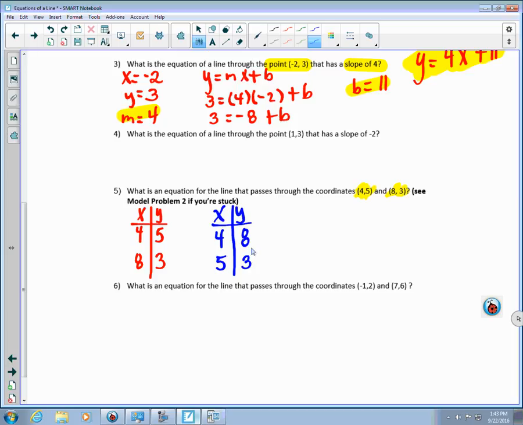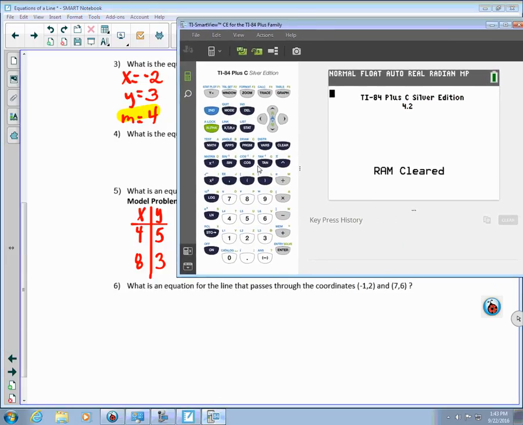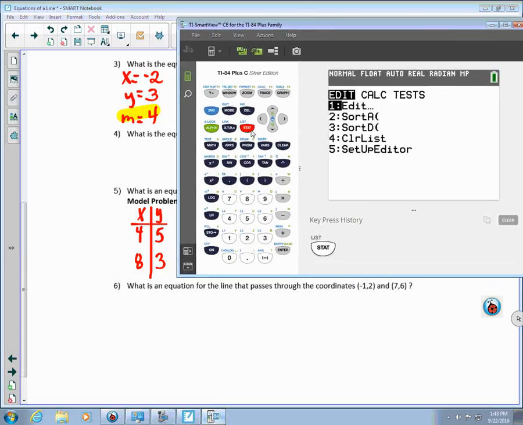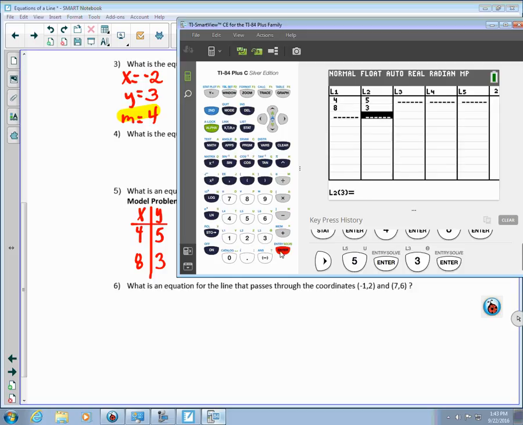What did I just do? I took the first 2 as x's and the second 2 as y's and I messed it up, right? So I flipped it. All right. So we go to the calculator, correct? And we got to go to stat. And we're going to go 4 and 8. Those are my x's, right? And 5 and 3.